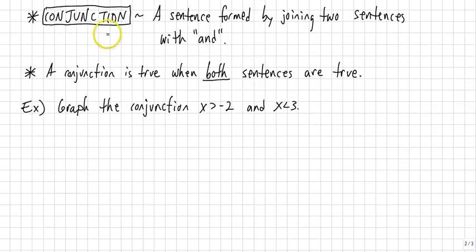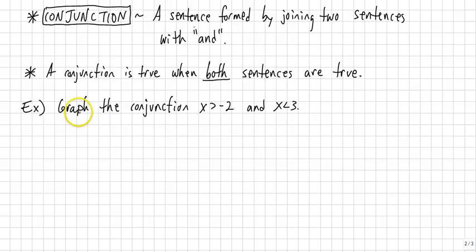A conjunction is a sentence formed by joining two sentences with the word and. And the entire conjunction will be true when both of the smaller sentences are true. So remember what a conjunction is. It's one big sentence that's formed by taking two smaller sentences and joining them with the word and. So if you want the entire conjunction to be true, both of the smaller sentences must be true.